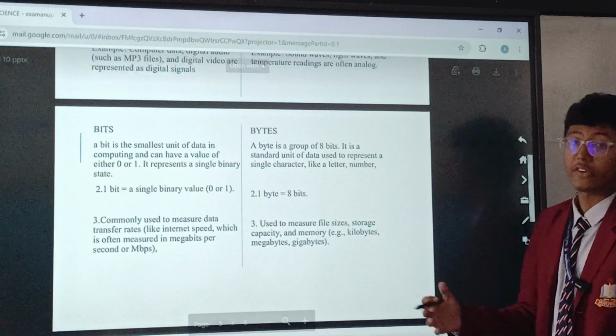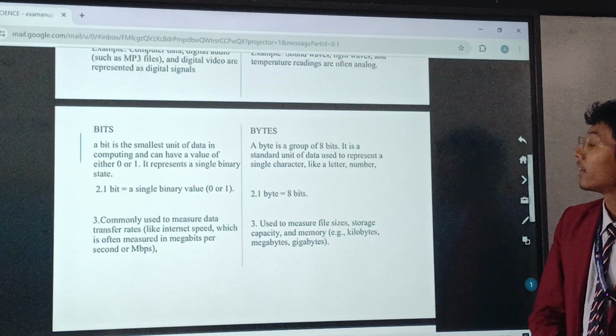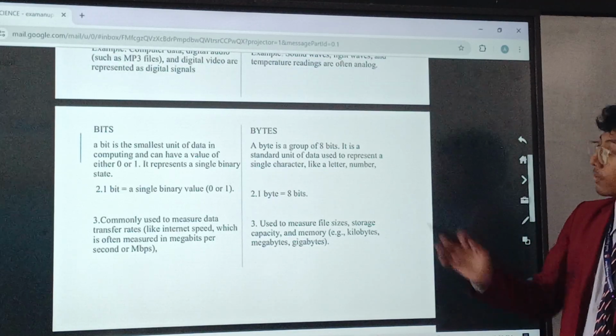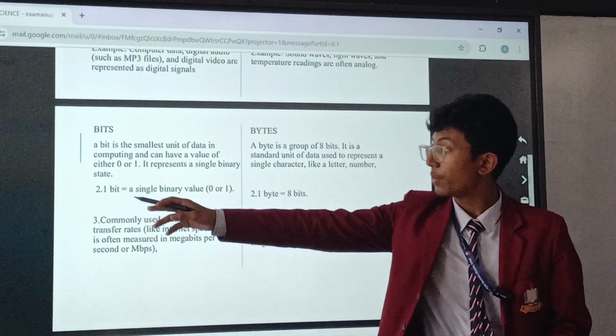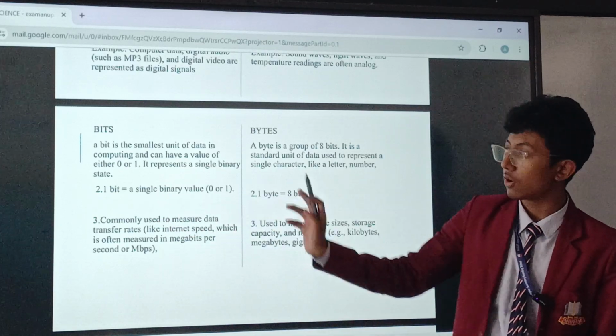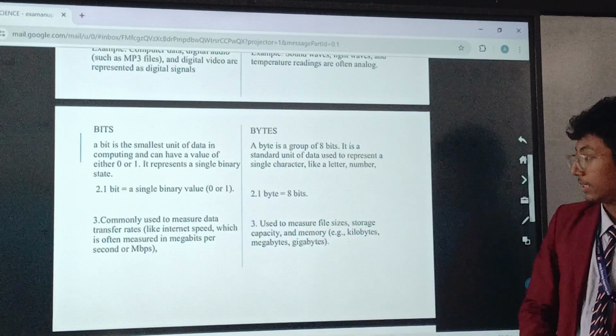A byte is a group of 8 bits. It is a standard unit of data used to represent a single character like a letter, number, or symbol. A bit is equal to a single binary value, 0 or 1. A byte equals 8 bits.